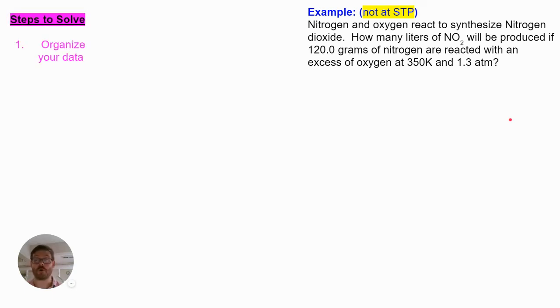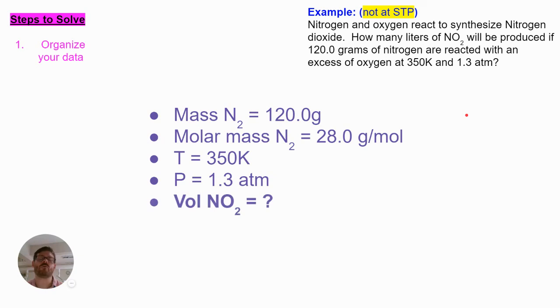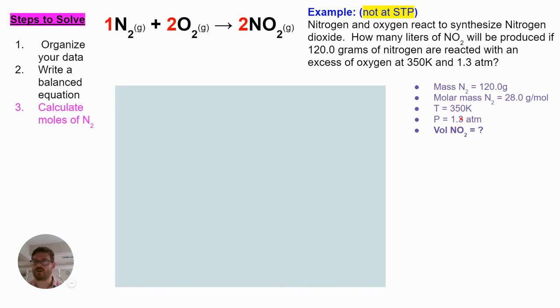First thing, let's organize our data. It's written in this word problem. I like lists, okay? Maybe you don't like lists, but I love them. So let's make a list of the stuff that we know or we might need. So we know the mass of nitrogen, 120 grams. We know the molar mass of nitrogen, 28.0 grams per mole. We know the temperature. We know the pressure. And we know what we're looking for. Okay, so now that we know what we've got, what are we going to do next?